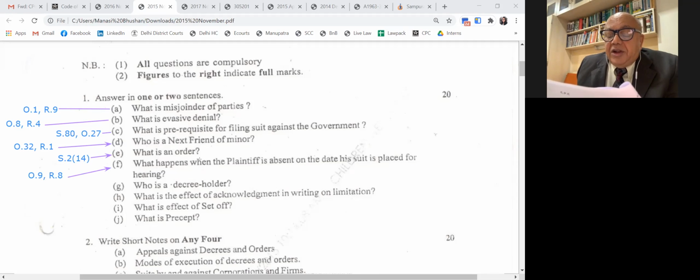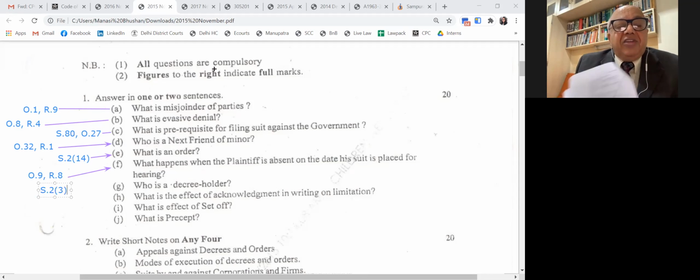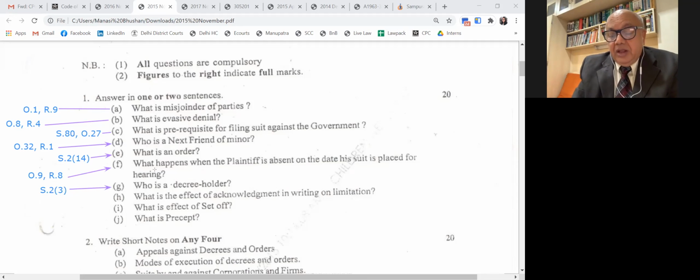Then who is the decree holder? Decree holder, section 2(3). Decree holder means a person in whose favor a decree has been passed or an order capable of execution has been made. So execution proceedings, we will see in Order 21. Okay, that is the meaning. What is the decree? Oh yes.